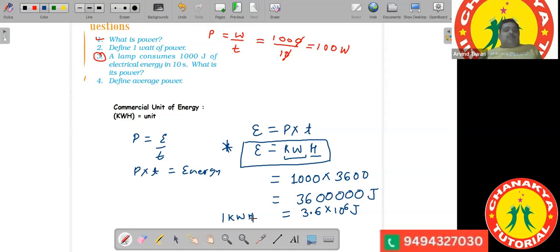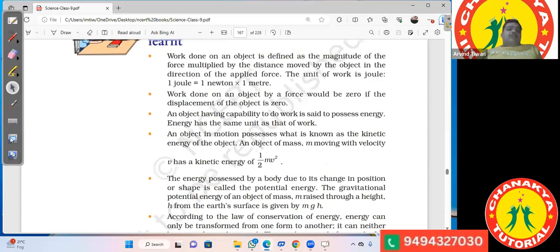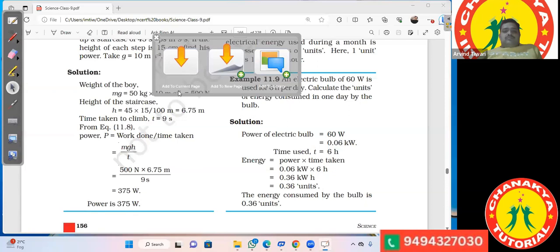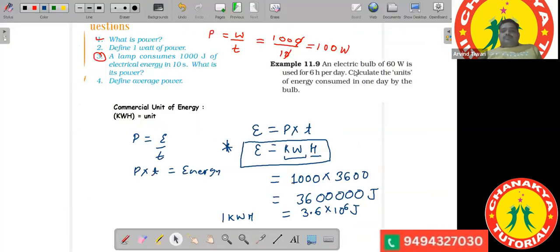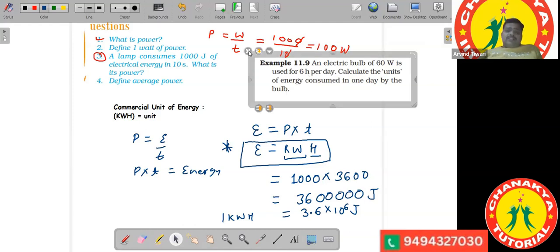But we will solve one of the problems just now, where we will be using the commercial unit. So see this question now. An electric bulb of 60 watt is used for 6 hours per day. Calculate the units of energy consumed in 1 day by the bulb.